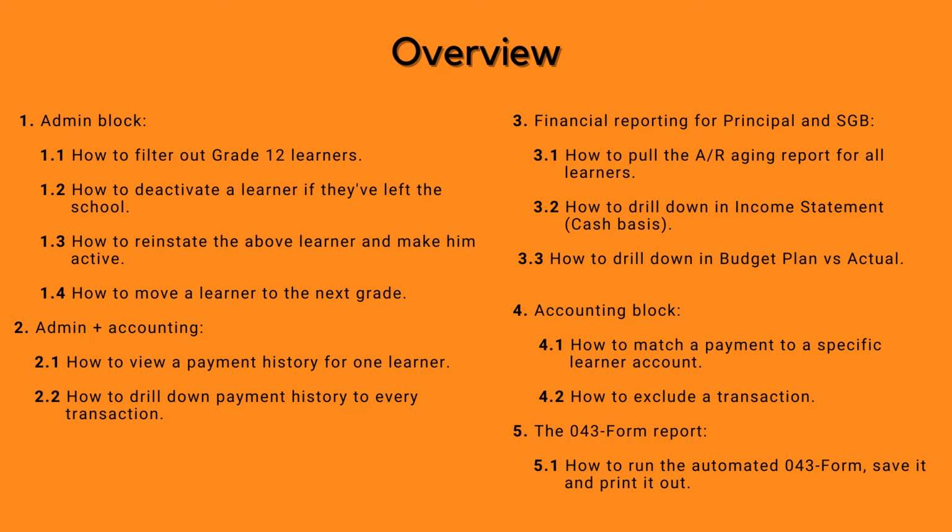Then the third point, financial reporting for the principal and the SGB: how to pull the AR aging report for all learners, how to drill down in the income statement, cash basis, and how to drill down in budget plan versus actual. And the fourth point, the accounting block: how to match a payment to a specific learner account, how to exclude a transaction. And then lastly, the 043 form report: how to run the automated 043 report.